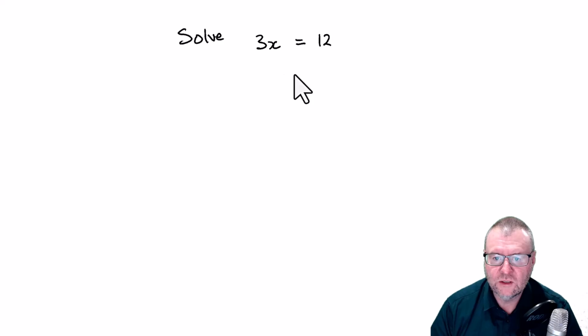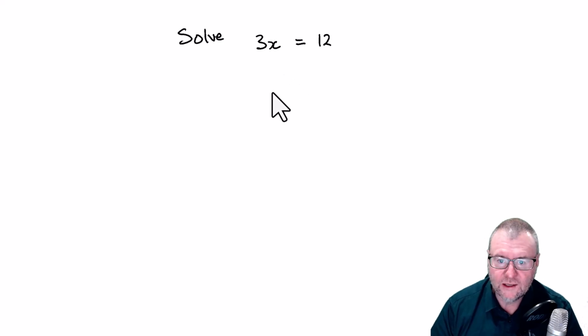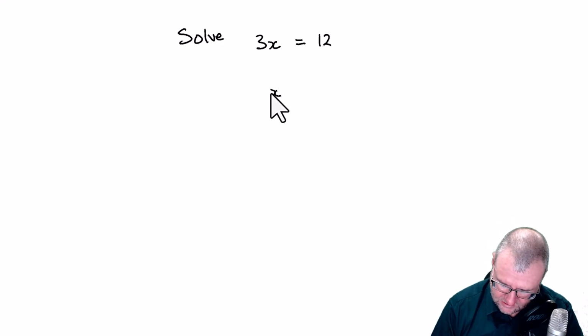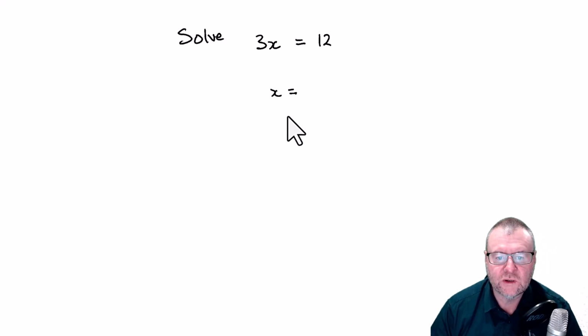Okay, it's an equation. My goal here to solve this is I want to get the x on its own. So that's what I'm trying to achieve. So how do I get rid of this 3? Well, this isn't a plus or a minus. We know that this is a times, because a number and a letter next to each other means times. So this is 3 times x.